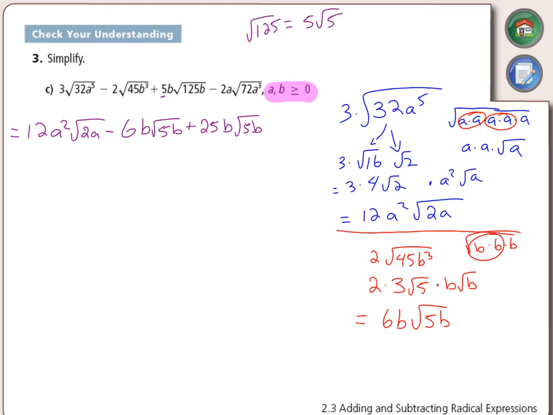Now, minus 2a, 72a cubed. Repeat the process. 72 comes down. We've got the square root of 72 being the square root of 36 and 2, so it's 6 root 2. But there's already a 2 kicking it in front, so the 6 times the 2 is 12. Then we deal with the a, and a, triple a, square root, group of 2, that's a root a. But there's already an a outside, so multiply those together, a squared, square root of 2a.